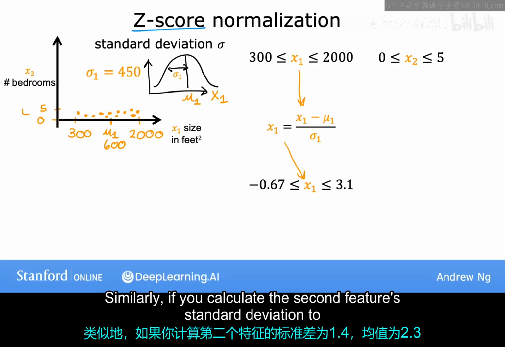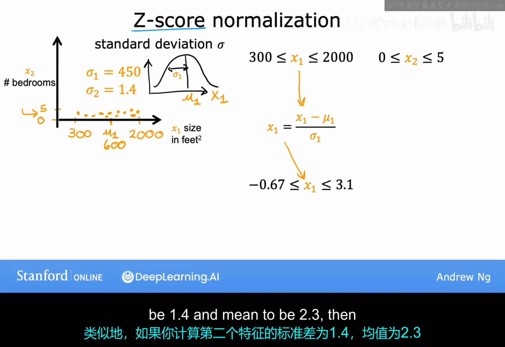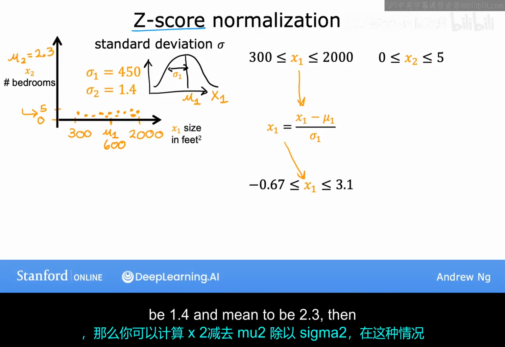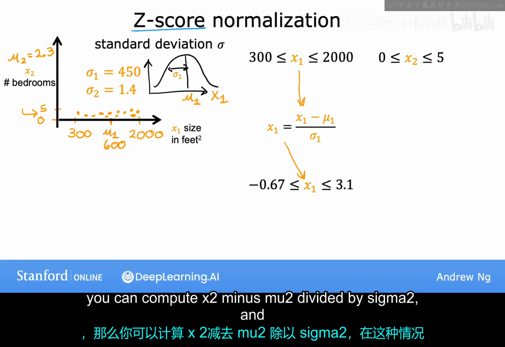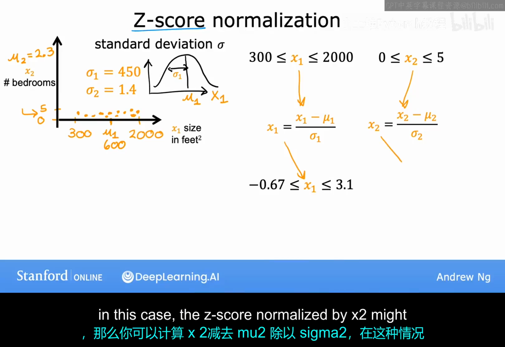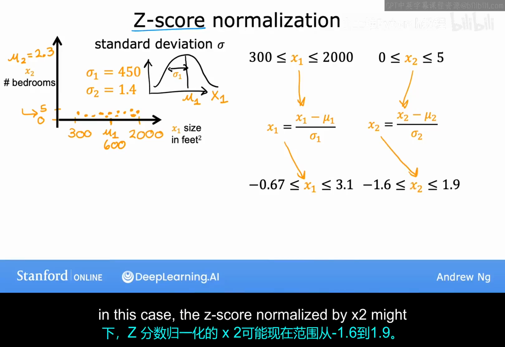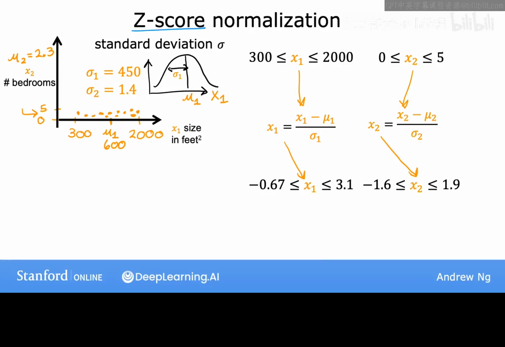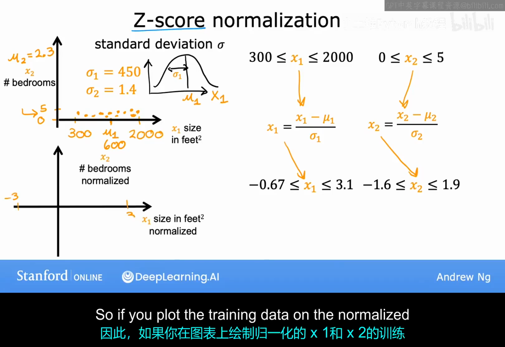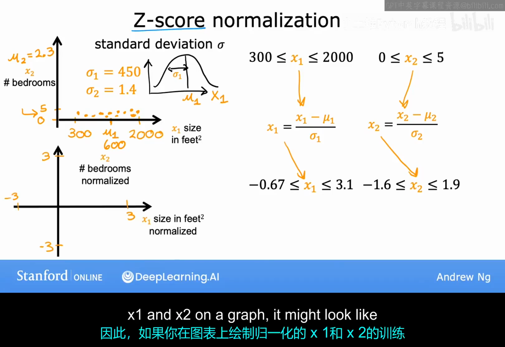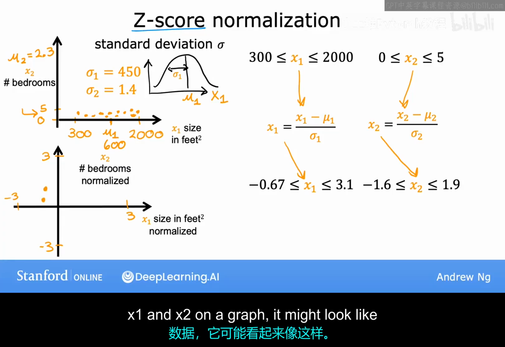Similarly, if you calculate the second feature's standard deviation to be 1.4 and mean to be 2.3, then you can compute x2 minus mu2 divided by sigma 2. And in this case, the z-score normalized x2 might now range from negative 1.6 to 1.9. So if you plot the training data on the normalized x1 and x2 on a graph, it might look like this.